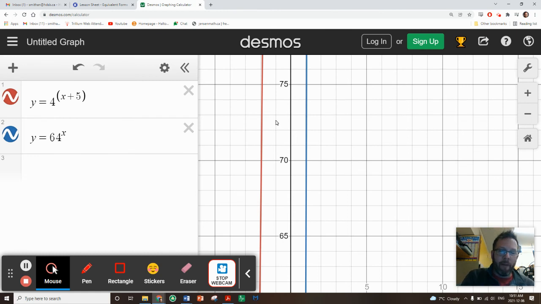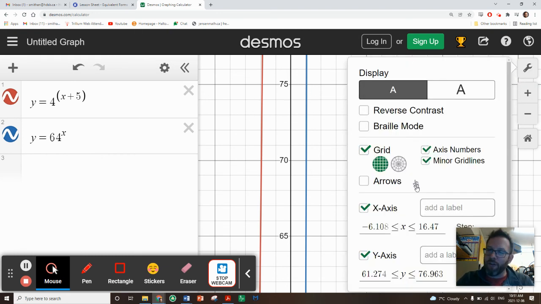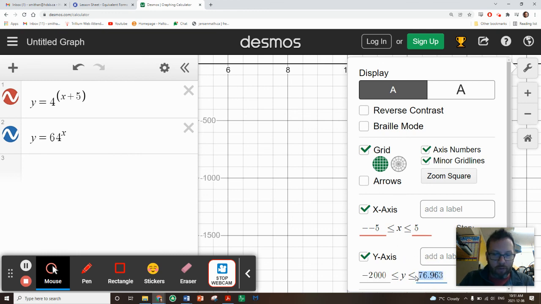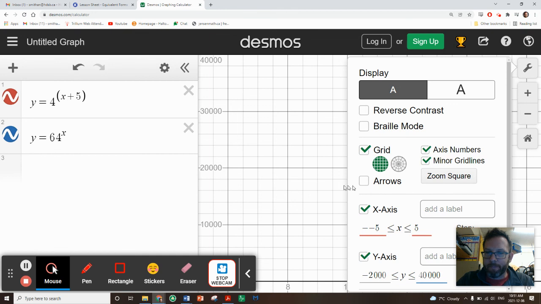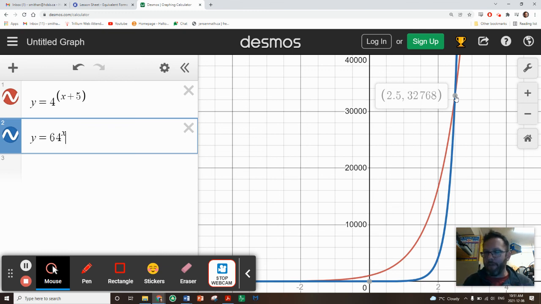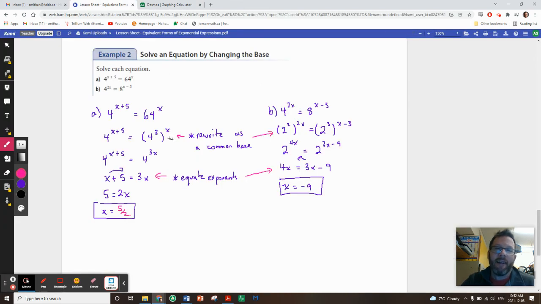All right, Desmos. 64 to the power of 2.5, 5 over 2, is 3,768. So I'm definitely going to need to change my window settings here. Let's go from, I don't know, -5 to 5, and maybe I'll start at about -2,000 and go up to about 40,000. Okay, there we go. And now we can see 2.5, 5 over 2, everything's okay. So yeah, you can check these answers by graphing, but keep in mind that because we're dealing with exponential expressions, for the point of intersection you might have to change the scale significantly to see it. And here we did that. Of course, actually solving the equation correctly the first time would help, but we got it.